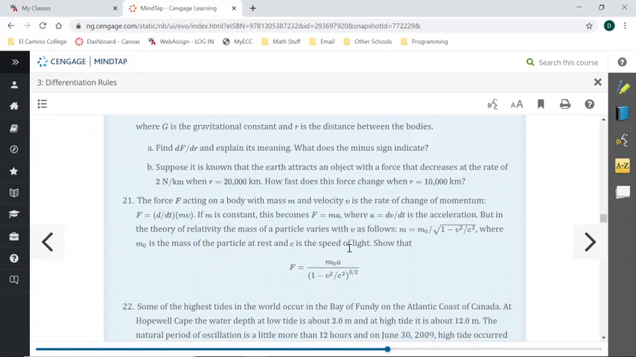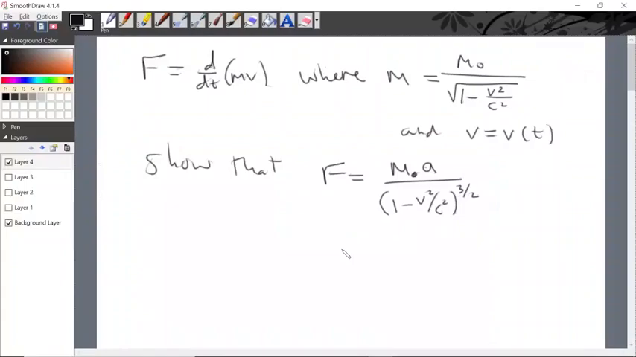So translating this to our whiteboard, we have again the force is the time rate of change of the momentum of an object, where momentum is mass times velocity, but now not only is velocity changing, but also the mass is changing with respect to velocity, and velocity is changing with respect to time. That is, mass is a function of velocity, but velocity is a function of time.